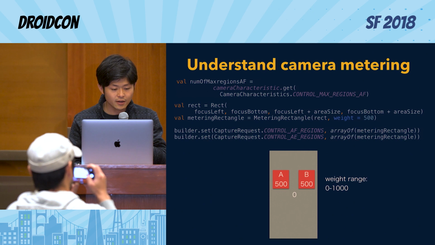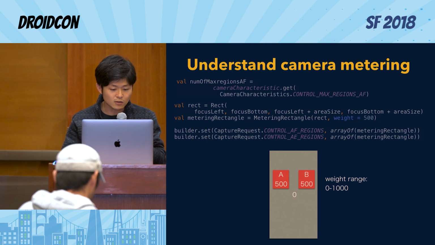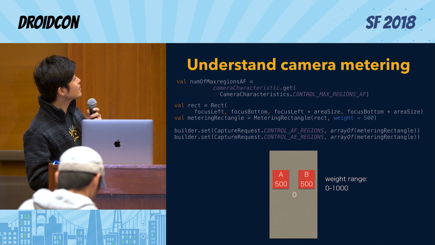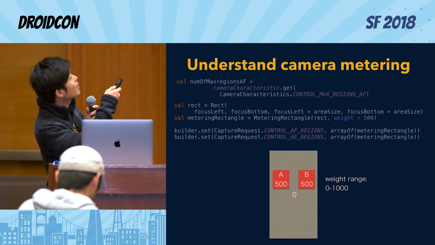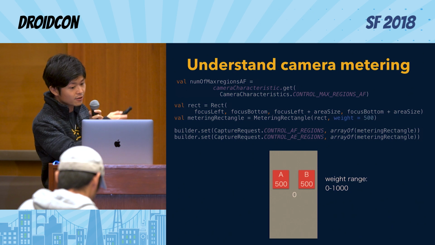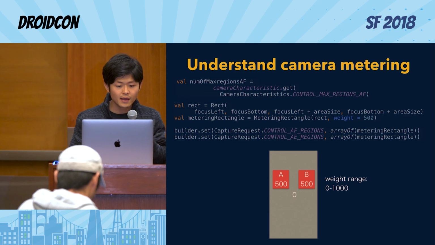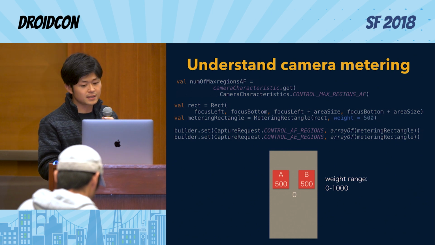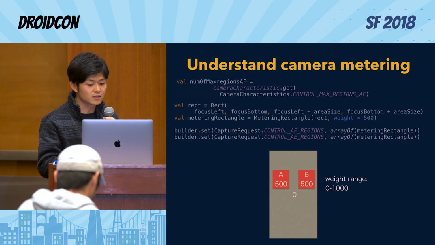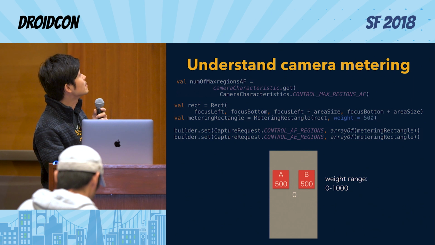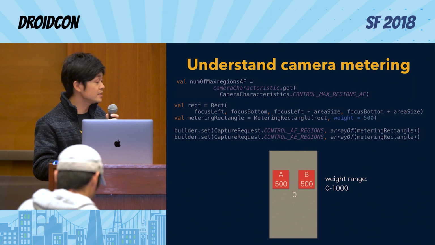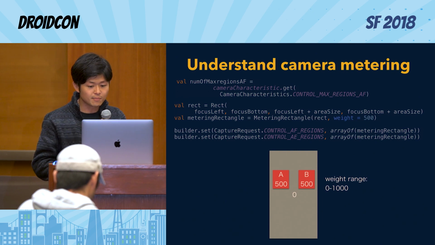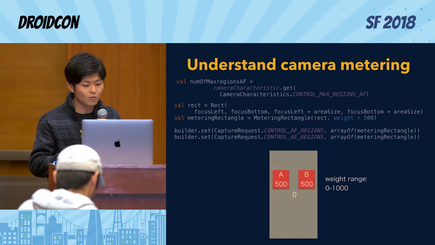And here, we look at the metering rectangle. A metering rectangle can set a weight value, like we do it here. I put 500 here. It's a 0 to 1,000 range, and you can place it as much as you want, as long as it won't go over the maximum of the range that the camera device actually supports. And this weight is relative.